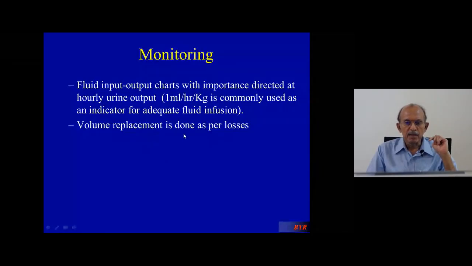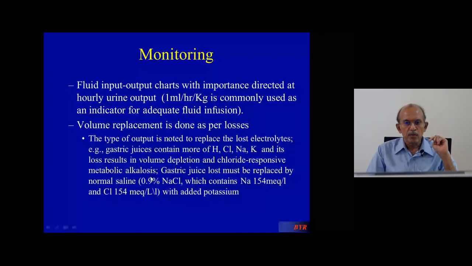So volume replacement is done as per losses. The type of output is noted to replace the lost electrolytes. So you look at the type of output. If it is simple gastric juice, because it contains hydrogen, chloride, sodium, potassium, its loss produces volume depletion and chloride responsive metabolic alkalosis. So we have seen it produces hypochloremic alkalosis. So gastric juice loss must be replaced by normal saline, which contains sodium and potassium.